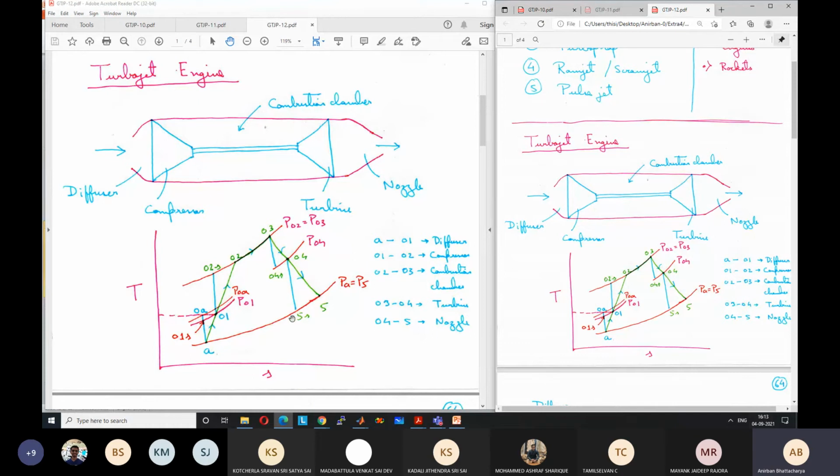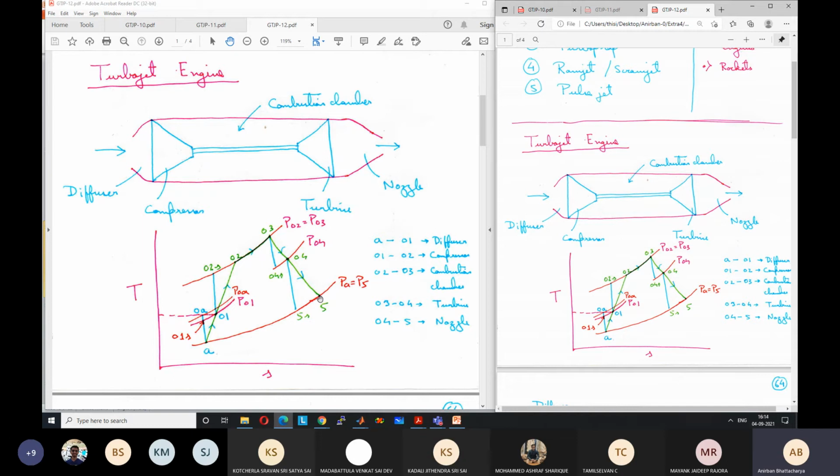Ideally, it should have been at a temperature of T5s, but because of friction, we get a temperature of around T5. And the pressure may or may not be equal to atmospheric pressure at the exit of the nozzle. If the nozzle is not choked, we will study later what a choked and a non-choked nozzle are. If the exit velocity is less than sonic velocity, then the nozzle will not be choked and the pressure will be equal to the atmospheric pressure.